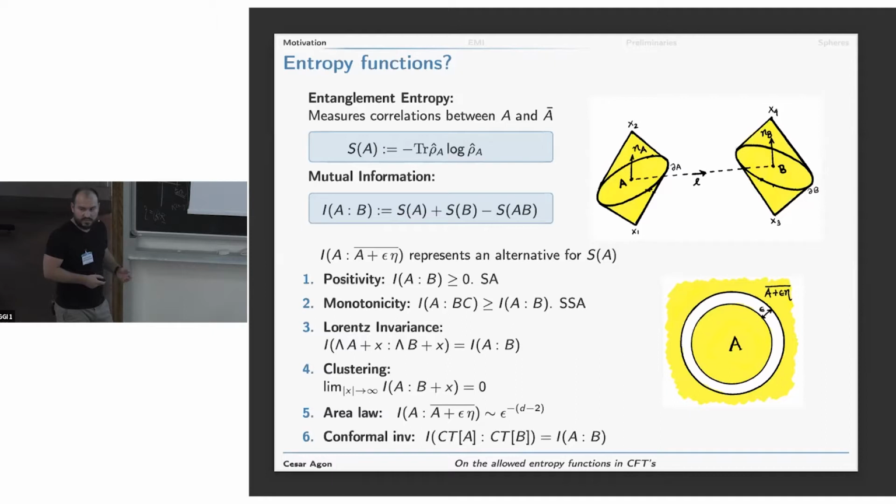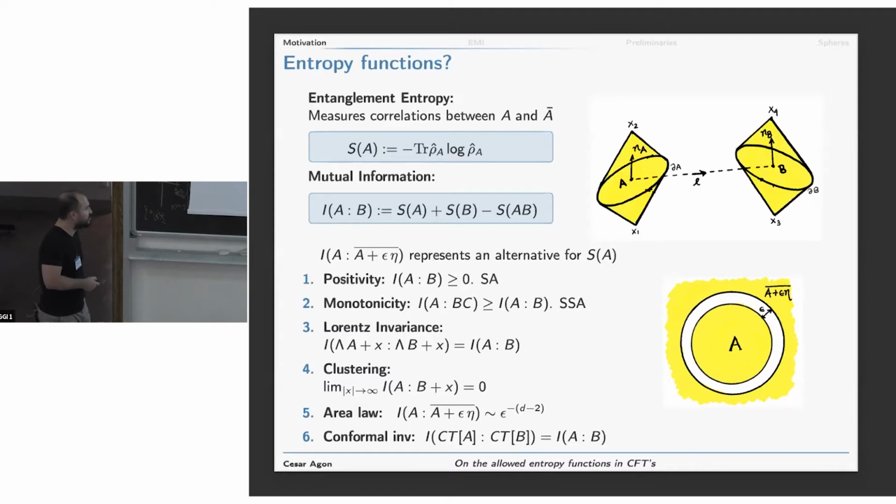So, for example, the properties that we know the mutual information satisfies for the ground state are positivity, which comes from subadditivity of the entanglement entropy. There is also monotonicity, which basically tells us that if we increase one of the regions, then the mutual information necessarily has to increase. It goes hand in hand with the meaning of mutual information as a measure of correlations. This comes from strong subadditivity. And since we are going to focus on the ground state, we also impose Lorentz invariance. Since we are talking about QFTs, there is also the property of clustering: if you put the regions sufficiently far away, then the mutual information should go to zero.